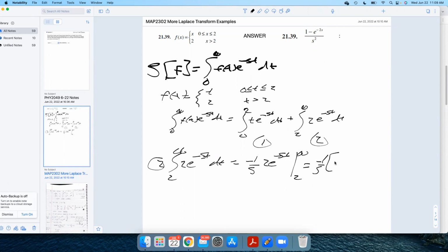negative 1 over s e to the negative infinity, when we really know that's a limit, minus, oh, I should bring my 2 out also. I'm bringing this 2 out. E to the, what do we get?